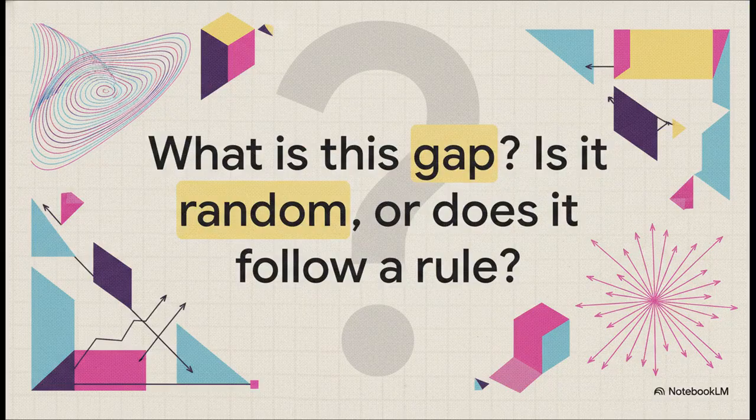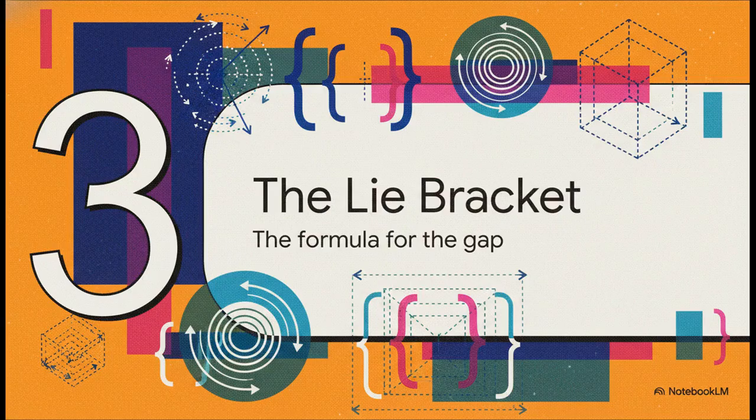And this, of course, leads us to the big question. Is this gap just some random quirk, an error, or is it predictable? Is there some kind of rule, some deep mathematical law that can tell us exactly how big that gap's going to be and which way it's going to point? Well, the answer is a resounding yes, and it's one of the most elegant and frankly coolest ideas in all of math, a tool that was literally invented to solve this exact problem.